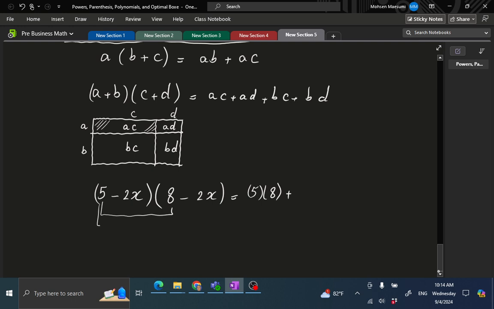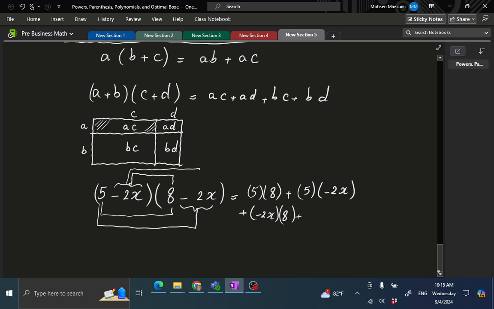Then 5 and minus 2x. So I'll have 5 times minus 2x plus minus 2x times 8. So this is minus 2x times 8, and finally I have minus 2x with this other minus 2x, minus 2x times minus 2x.